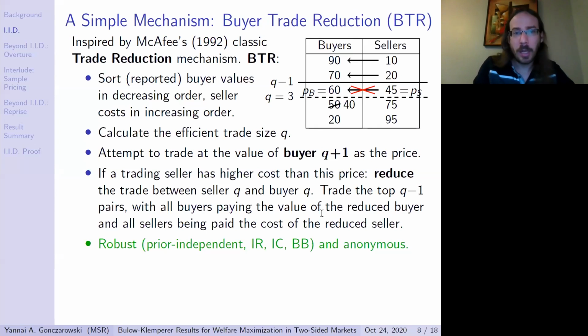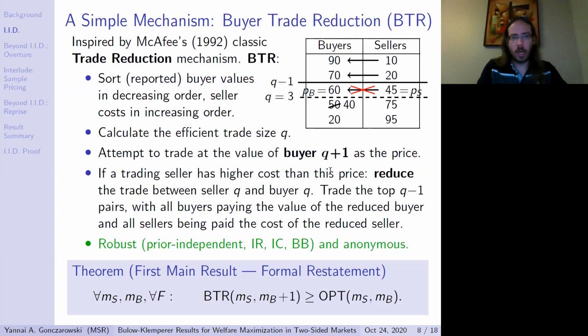And I should note that the main tweak here is in the fact that the value that we attempt to trade at first is the value of buyer Q plus 1. And the second main tweak is that we reduce and trade anyway, and the way that we exactly do that.